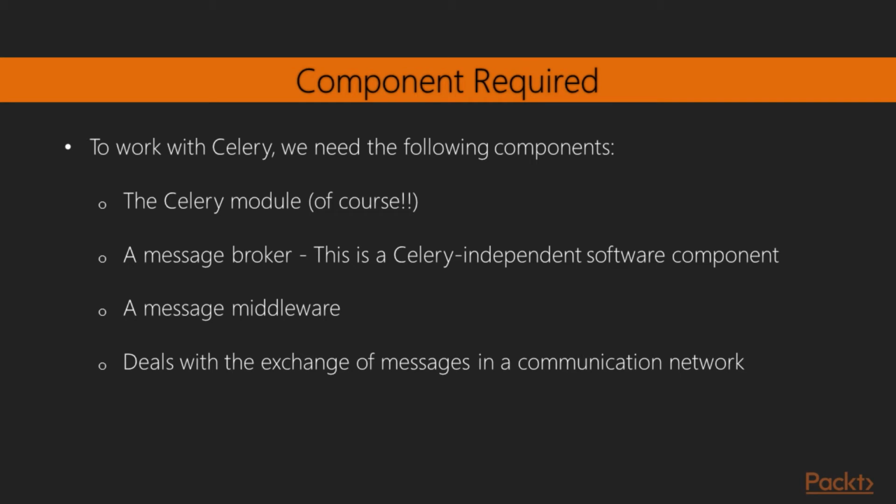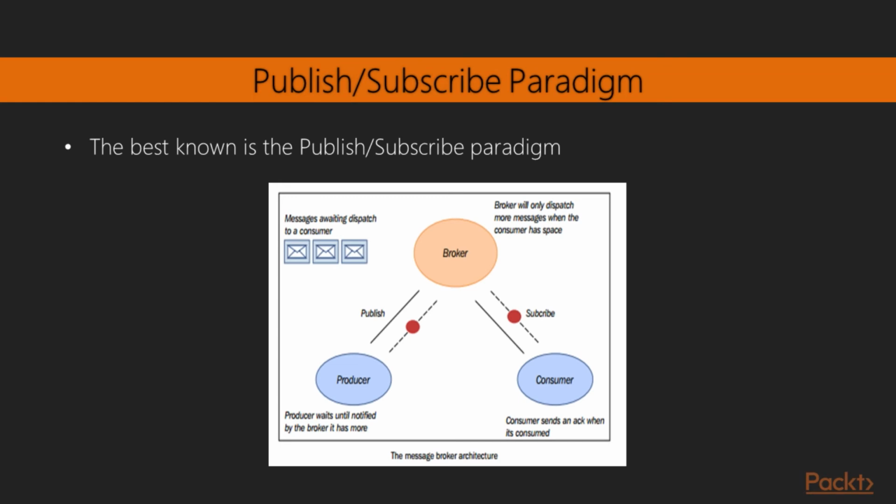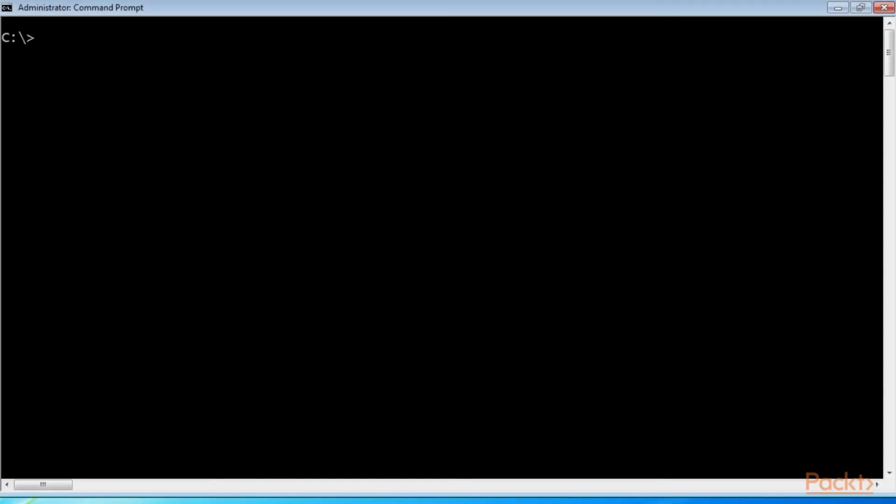It deals with the exchange of messages in a communication network. The addressing scheme of this type of middleware is no longer of the point-to-point type, but is a message-oriented addressing scheme. The best known is the publish-subscribe paradigm shown here. Celery supports many types of message brokers, the most complete of which are RabbitMQ and Redis. To install Celery, we use the pip installer. In the command prompt, just type the following.